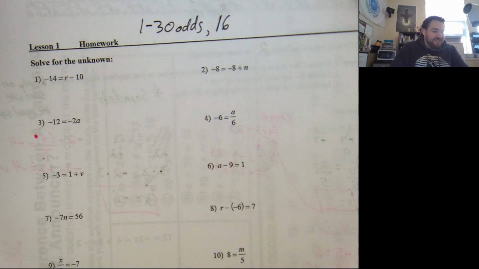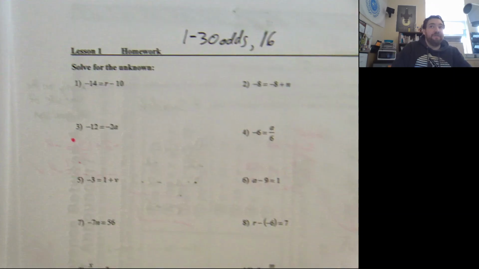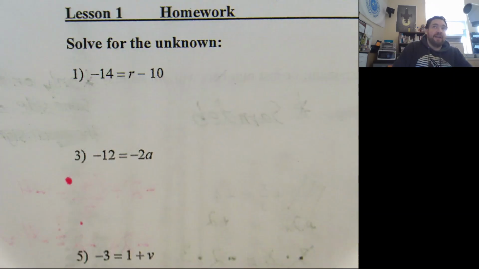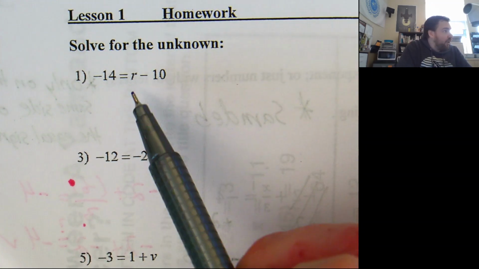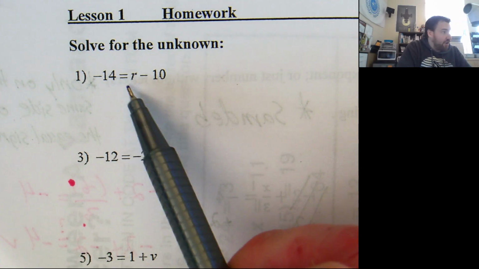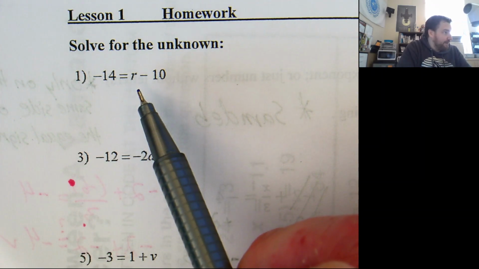Okay, we want to see question number 1. Okay, so I want to get the variable by itself in question number 1. So, right now the r and the negative 10 are attached by addition and subtraction, Ruben.